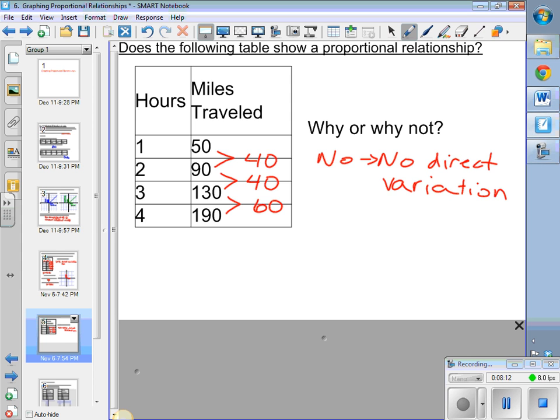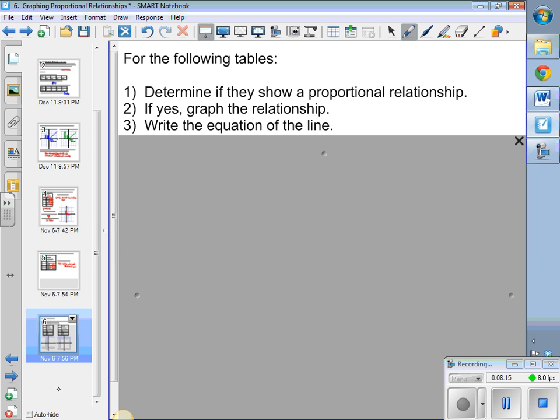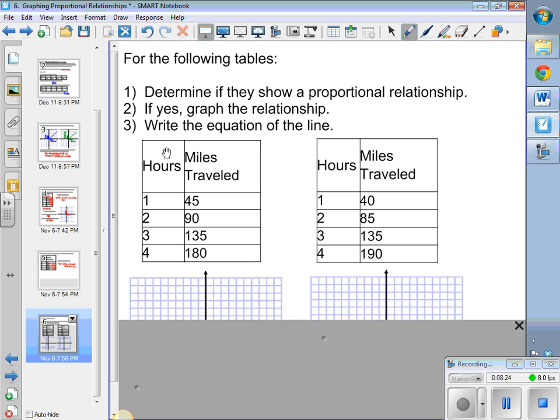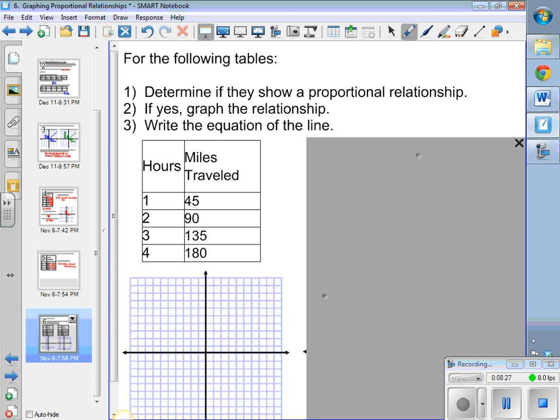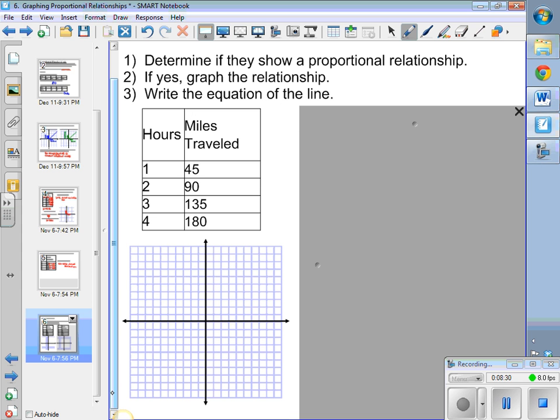Okay? And next one, for the following tables, determine if they show a proportional relationship. If yes, graph that relationship and then write the equation of the line. All right, let's go this way so we can focus on just one. So here we have a change of 45. Here, 45. Here, 45. If I went down here, I would have 0, 0. Okay, so yes.